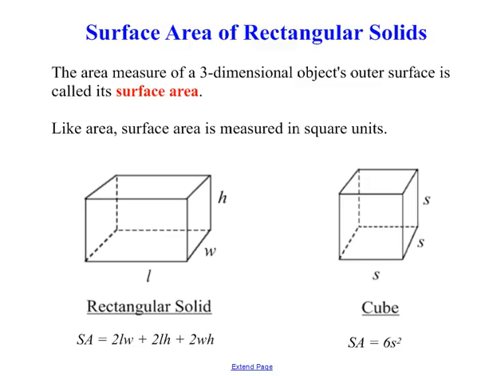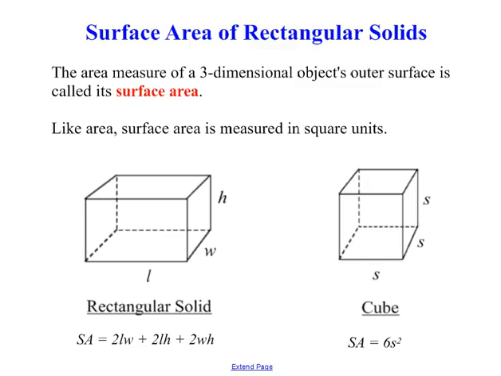So essentially, what we're doing when we're finding the surface area is we're finding the area of all the sides of the rectangular solid, and we're adding them together. So look at the two formulas below. On the left, we have the rectangular solid, which we know has a length, a width, and a height. But the top and the bottom, the left and the right, and the front and the back of this rectangular solid will all be equal to each other.